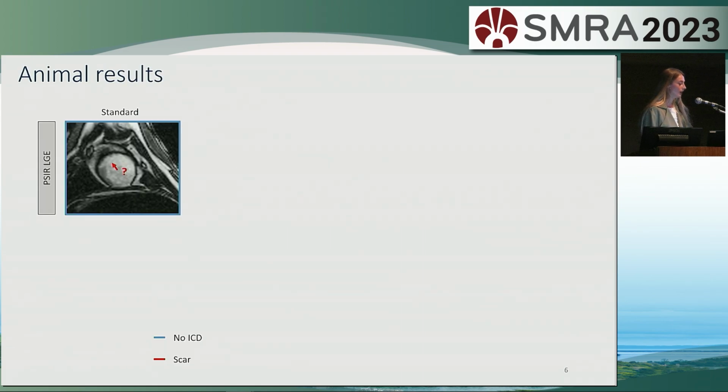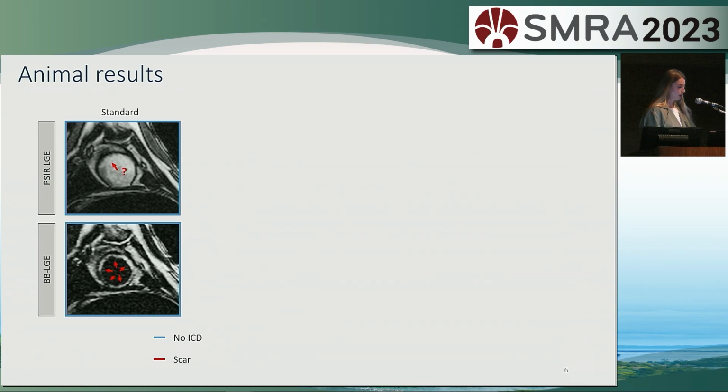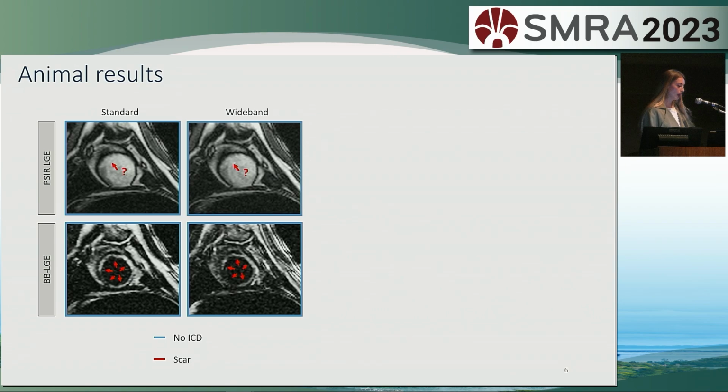Let's start with the animal results. So here we first start without ICD. So you can see the standard PSIR LGE image. We can see the scar tissue, but we have some scar ambiguity shown with the red arrow. Using black blood LGE, we were able to improve the scar detection very nicely in the animal. And for the wideband technique, so here it's the case without ICD, we got similar results to the respective standard techniques.